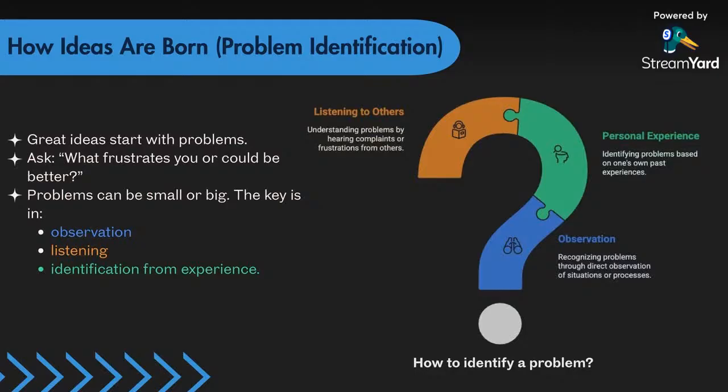So, the key to identifying problems is observation, that is, recognizing problems through direct observation of situations or processes; listening to others, understanding problems by hearing complaints or frustrations from others; and of course, personal experience, that is, identifying problems based on one's own past experiences.